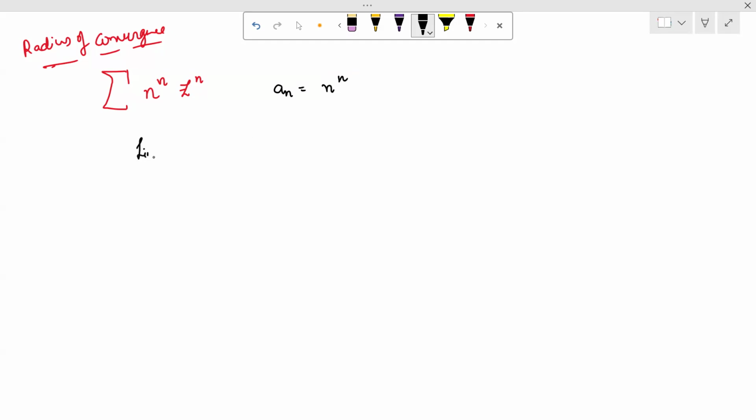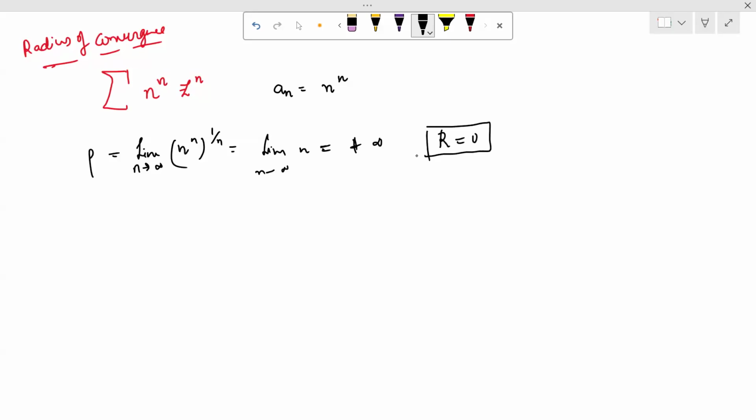So what is rho? Rho is equal to limit n tends to infinity of n raised to power n, whole raised to power 1 upon n, which is equal to limit n tends to infinity of n, and it is equal to plus infinity. If plus infinity comes, it implies that your radius of convergence is 0, that it converges nowhere. Okay? Yes, sir.